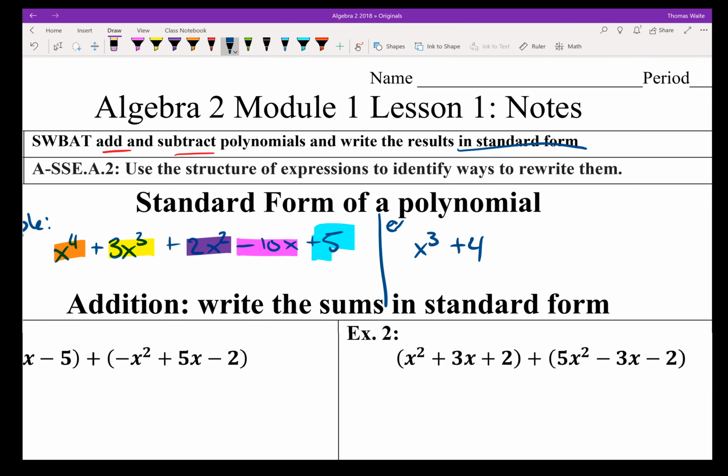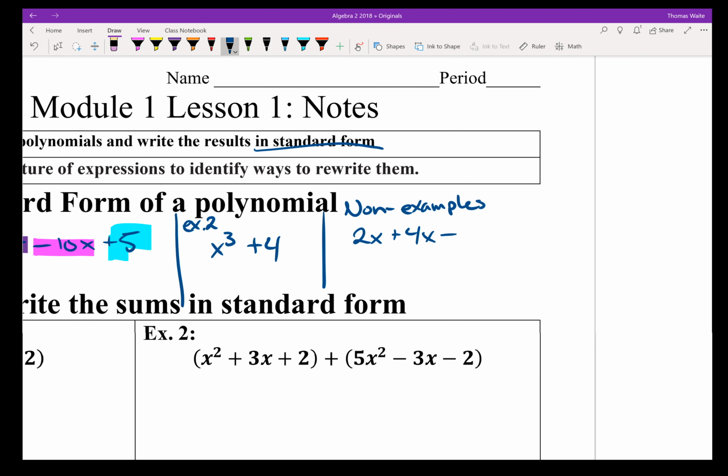Let's write that as example 2. And then I'm going to make a non-example. So something that's not in standard form is a polynomial that looked like 2x plus 4x minus 3x cubed. This example is not in standard form because it has two of our single x terms. We could combine those. We could make that simpler if we combine those. We'll talk about that in a second.